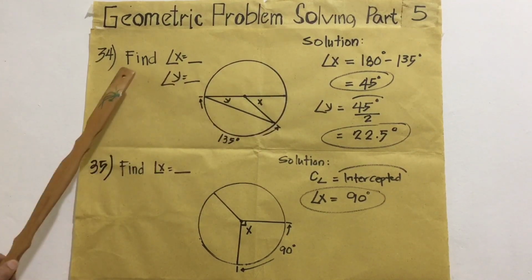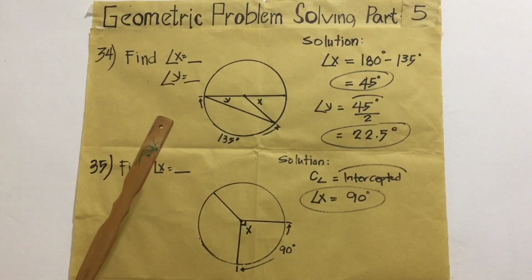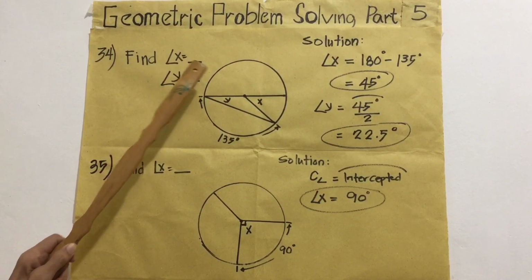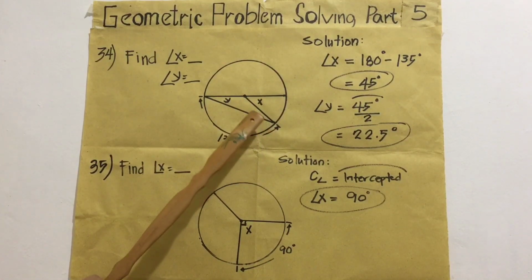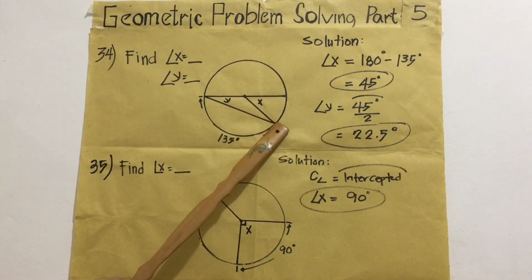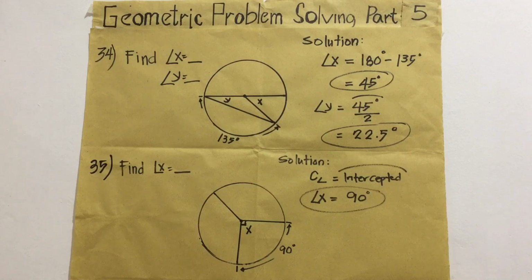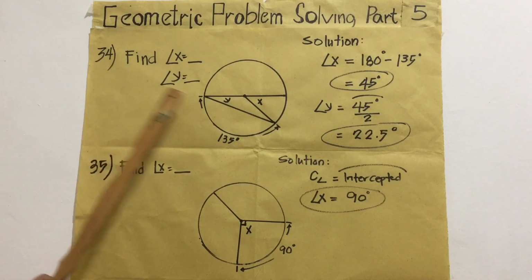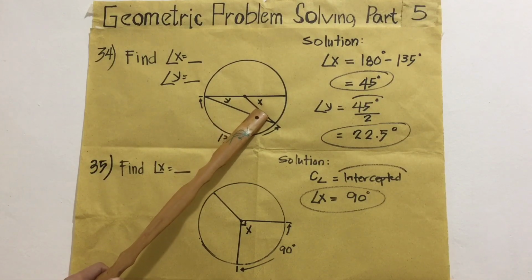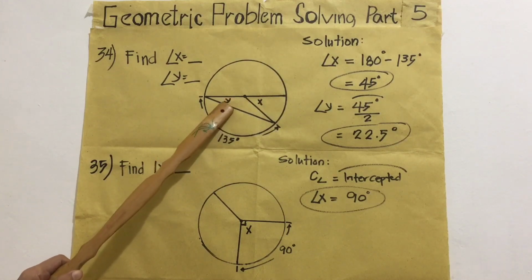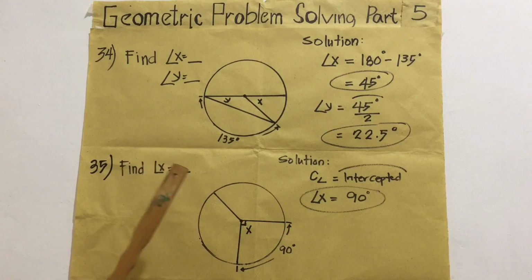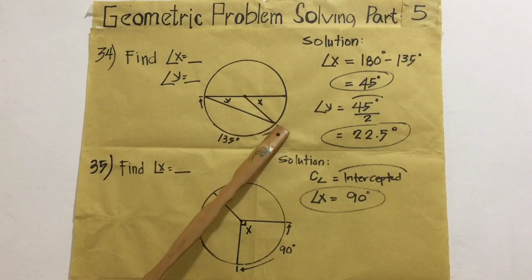So to answer this question, we're going to analyze the given circle, the given intercepted arc, and the given central angle. So the question now is asking for the central angle x and the inscribed angle y. First, we're going to compute for the central angle.